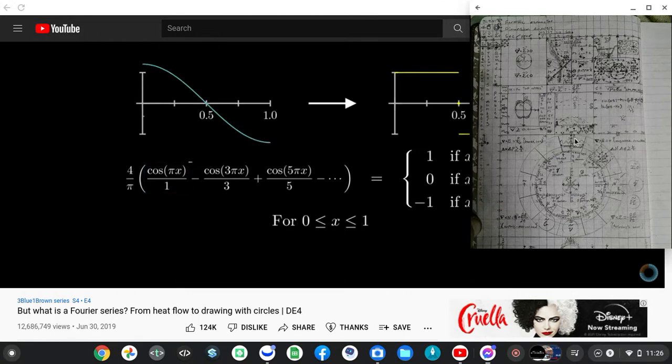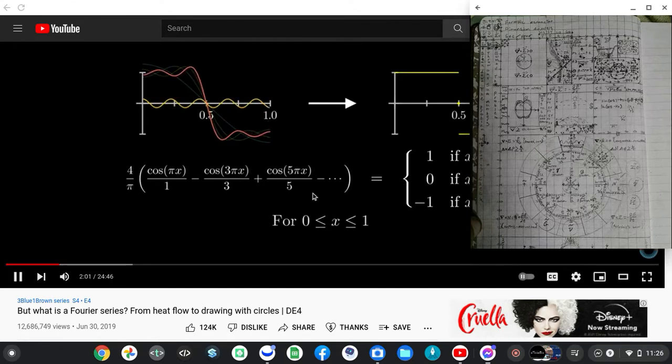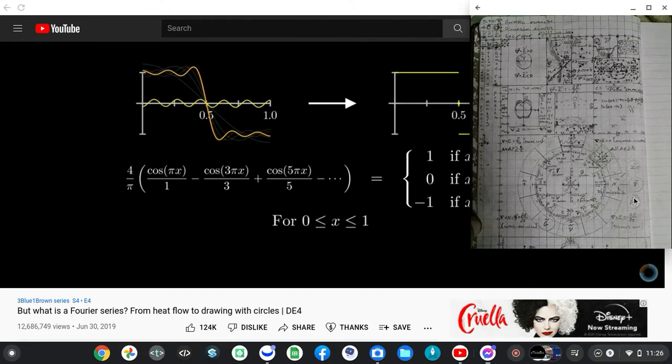Fourier series are often described in terms of something that looks a little different, functions of real numbers being broken down as a sum of sine waves. That turns out to be a special case of this more general rotating vector phenomenon that we'll build up to, but it's where Fourier himself started.